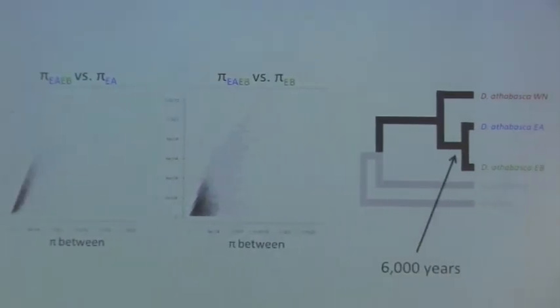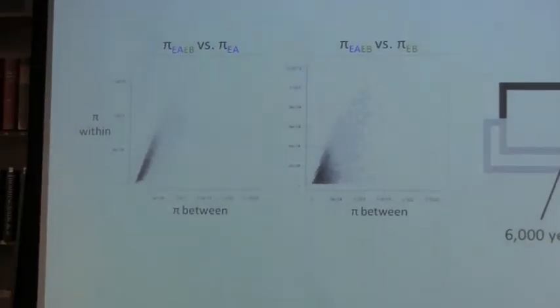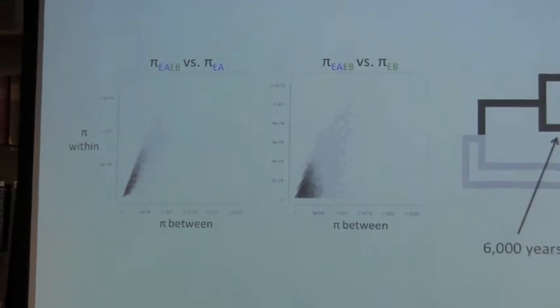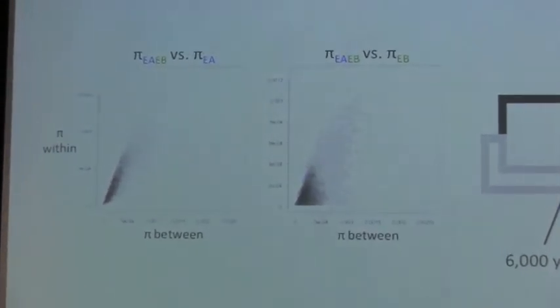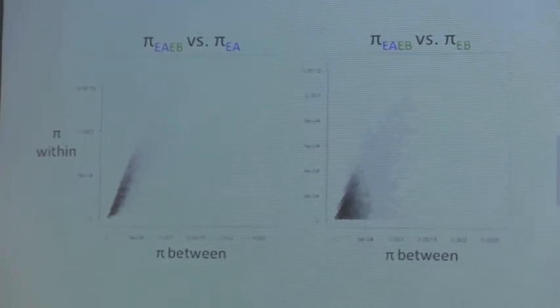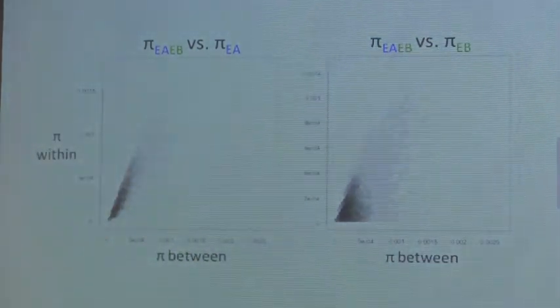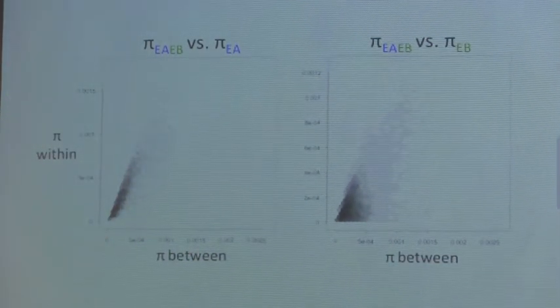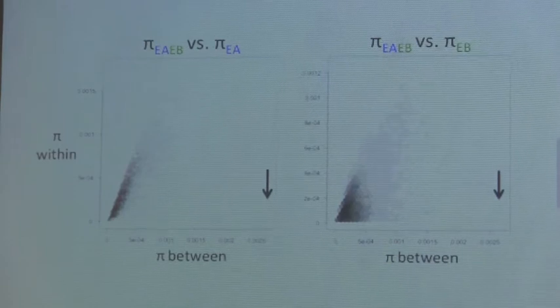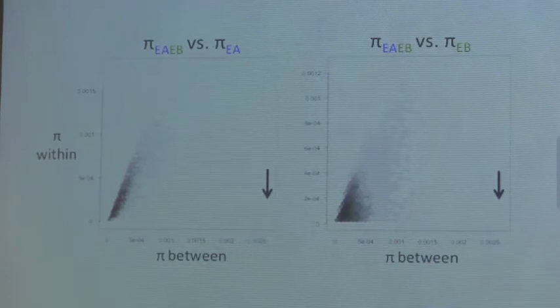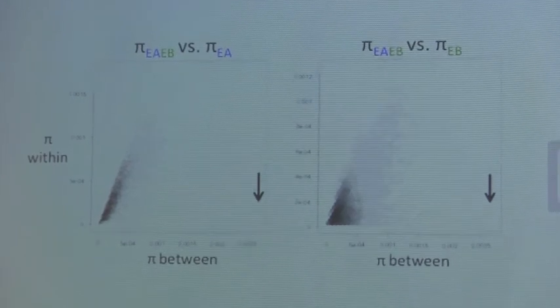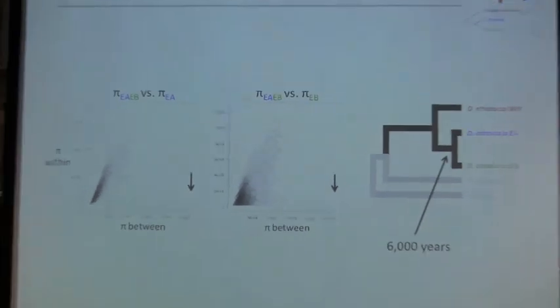But what's really cool is when you plot the Eastern A and Eastern B data, there's stuff here, and there's stuff here, and there's not anything anywhere else except for one point there and one point there. And so this is definitely an outlier, and you would expect that this window has undergone a selective sweep between these populations. And this is in the 6,000-year-old divergence time, which is super interesting and super young.